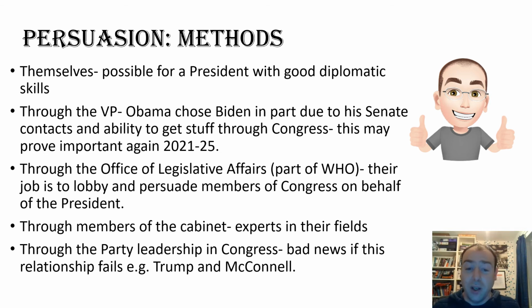You can do it through the party leadership. So if the president has a close relationship with their party leaders in both the House and the Senate, then that can be really good news for getting stuff through and everything working. It can be quite bad news if you don't have a good relationship with them. So Trump and McConnell in recent times, right at the end of Trump's time in office, was a good example of that, where McConnell just wouldn't go with Trump on what Trump wanted and called him out on it. And Trump called McConnell out, and that all really showed the real breakdown of that.